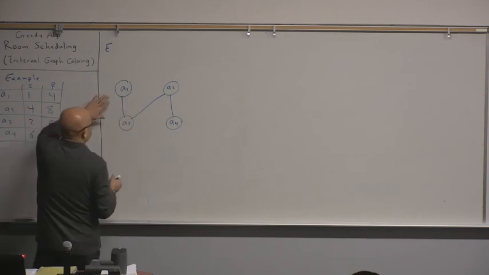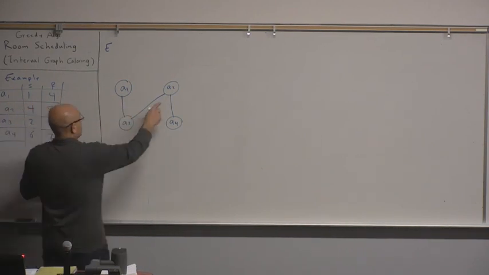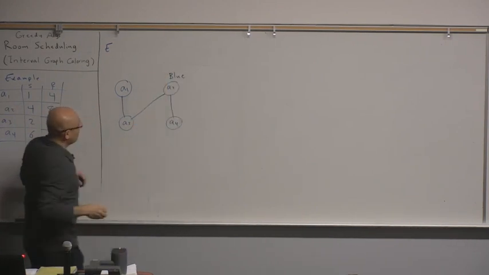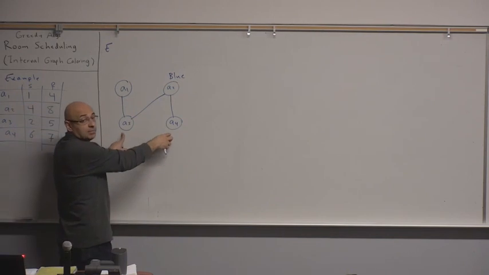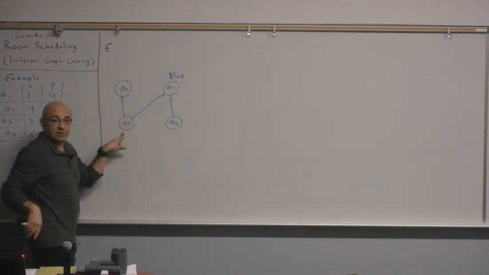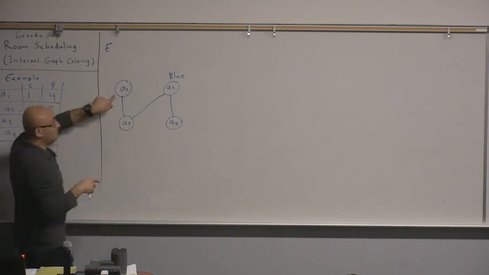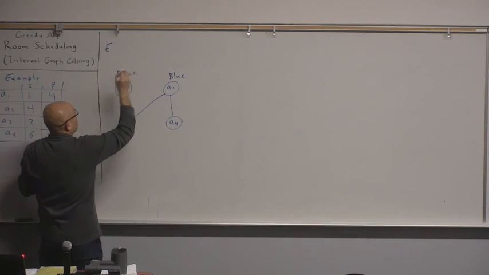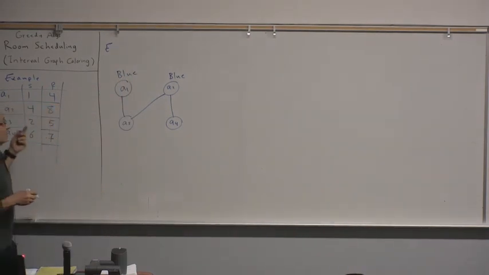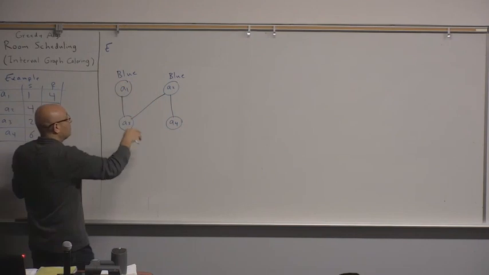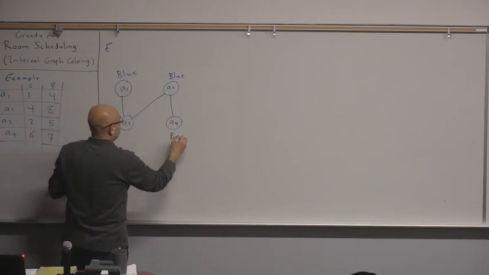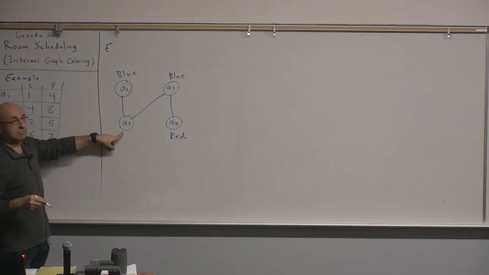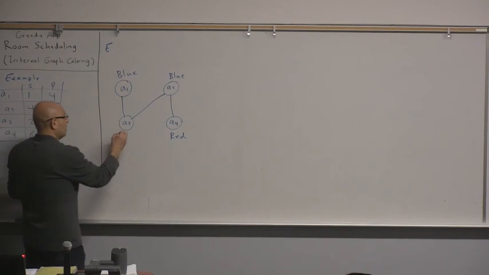Okay, so for example, I can color this, for example, blue. Then A3 and A4 cannot be blue because there is an edge connecting them. But A1 can be blue because it does not conflict with A2. So I can say this is blue. Then A4 has to have a color besides blue, any color, so I can color it red. Now A3 can have any color besides blue, so I can color it red.